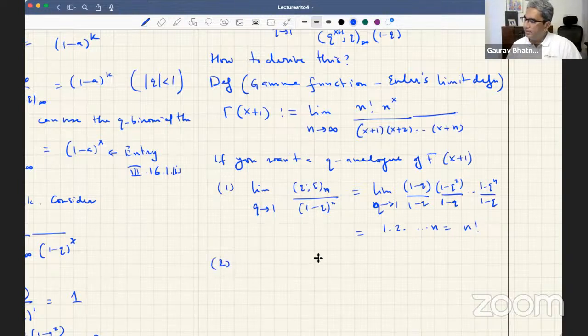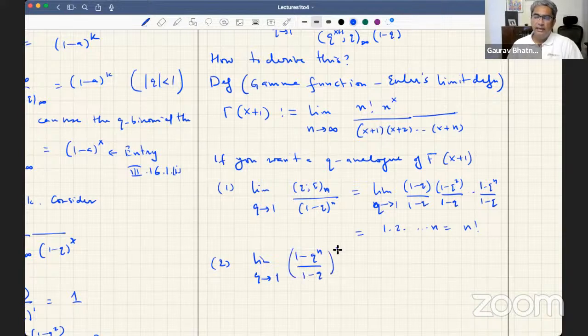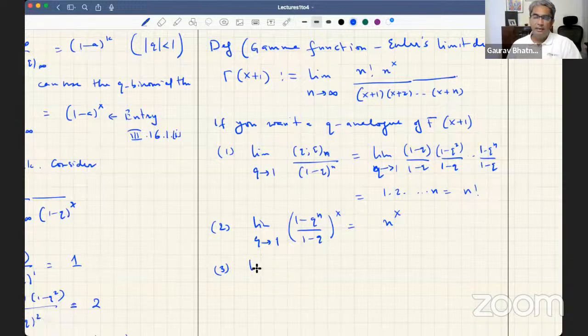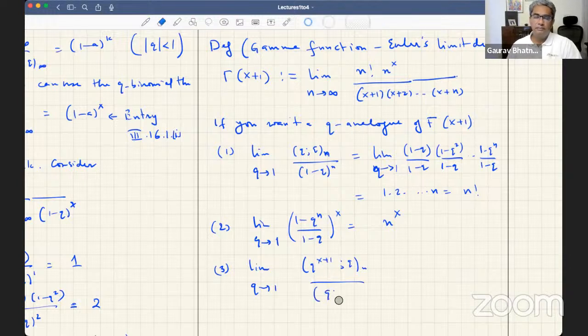Then to get n raised to x, that's easy. Just take this and raise it to the power x. So that will give you n raised to x. And in the denominator, you could take the limit as q goes to 1 of (q raised to x plus 1; q)_n divided by 1 minus q raised to n. So this is going to give you x plus 1, x plus 2, up to x plus n.